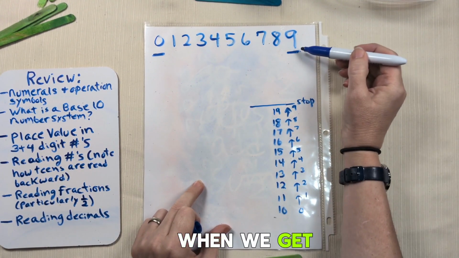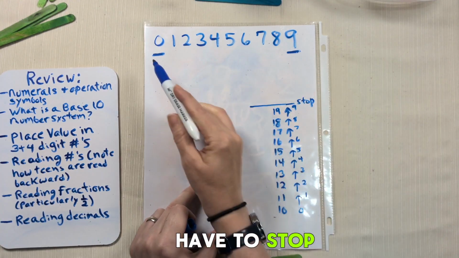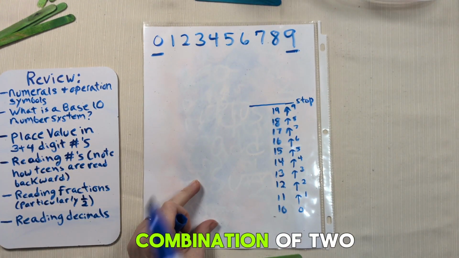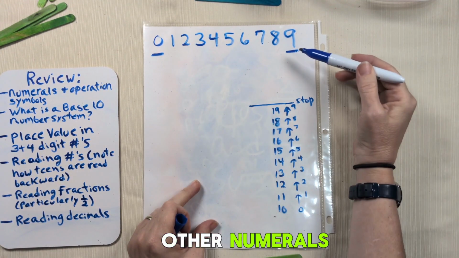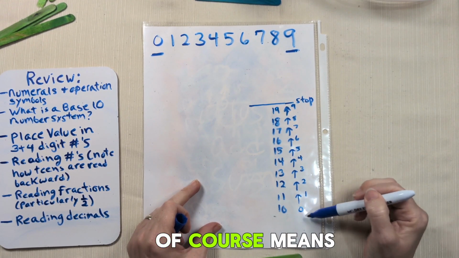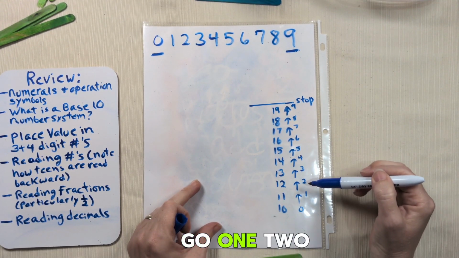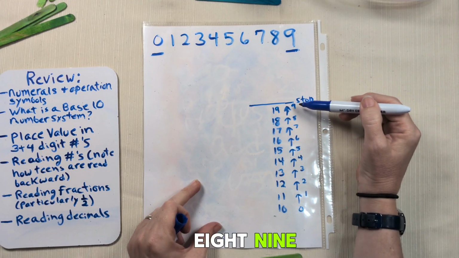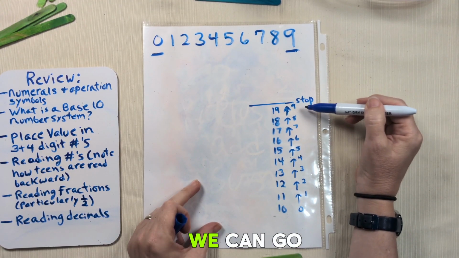That's it. When we get to 9, we have to stop and start over and use a combination of 2 other numerals. So 9 is really that stopping point. We start with 0, which of course means nothing. And then we go 1, 2, 3, 4, 5, 6, 7, 8, 9, and we have to stop. That's as high as we can go.